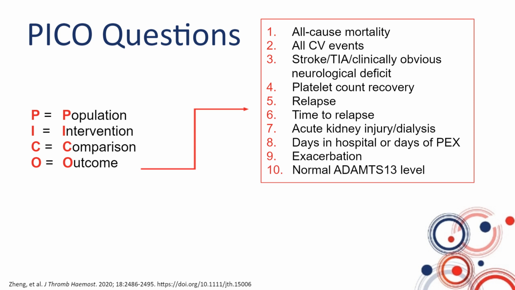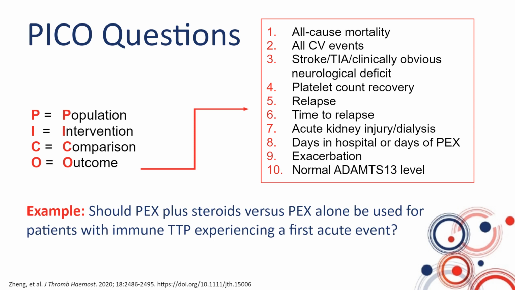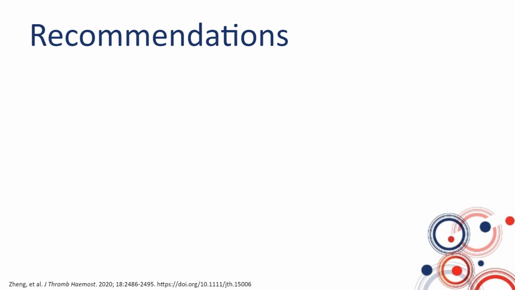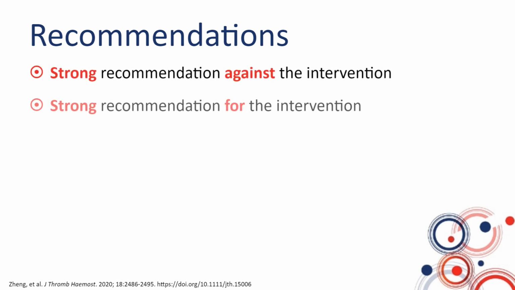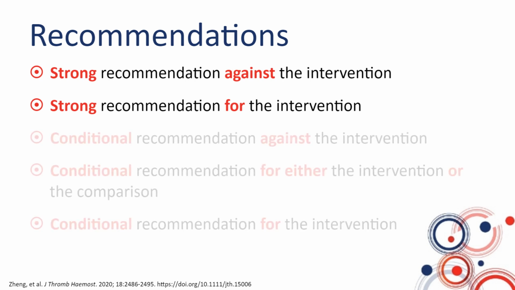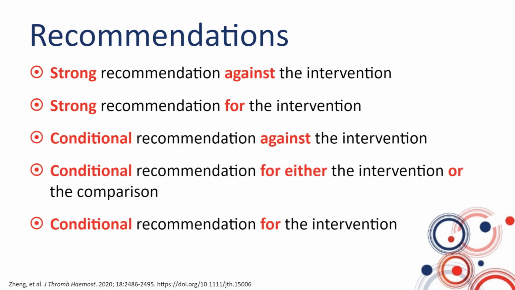So there are different types of questions this guideline tried to explain, but for example, one of them was whether PEX alone could be enough, or whether the addition of steroid to PEX, versus PEX alone, could be an additional value for immune TTP experiencing the first acute event. And how the recommendation is made, for those of you who are not familiar with it: a recommendation could be strong against or a strong recommendation for an intervention. And then you can have the conditional recommendation for the intervention or for the comparison.